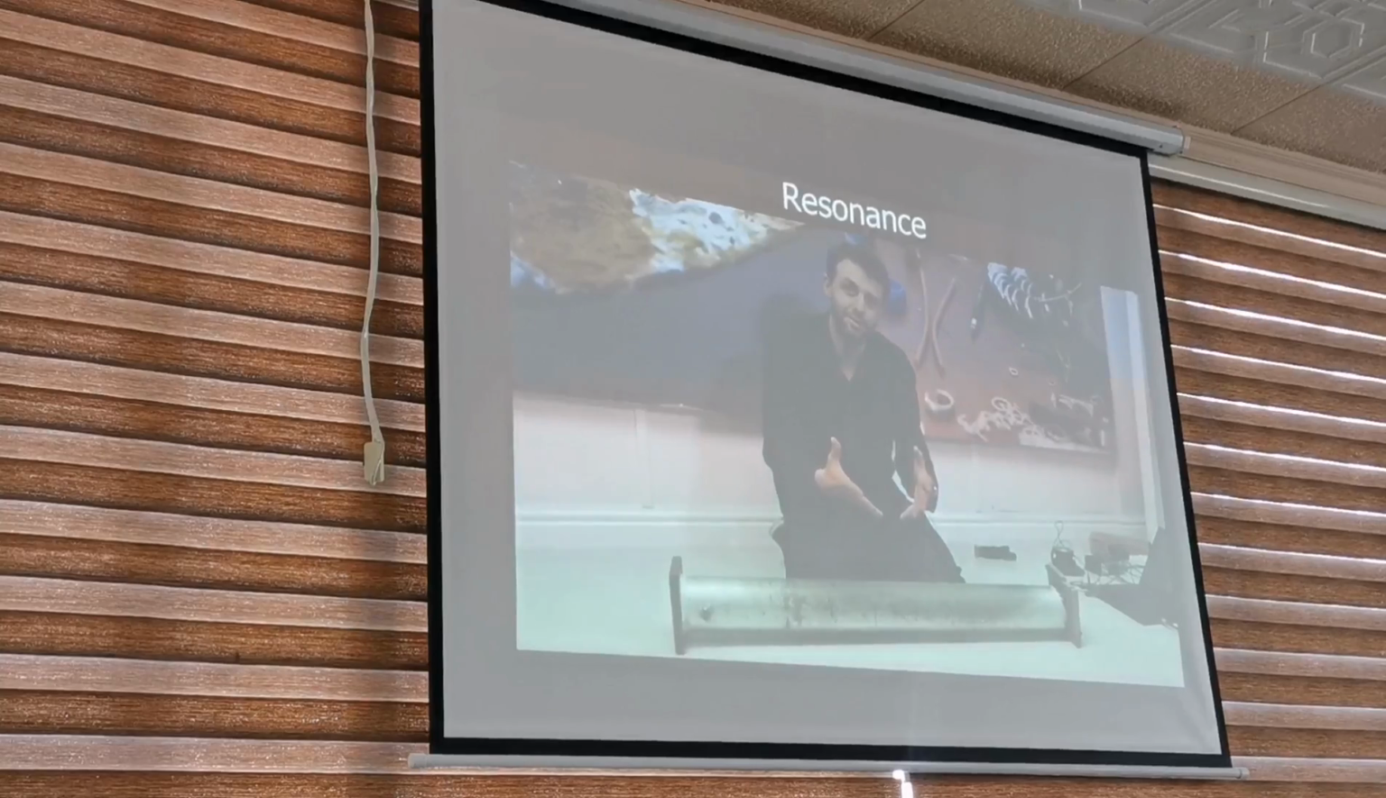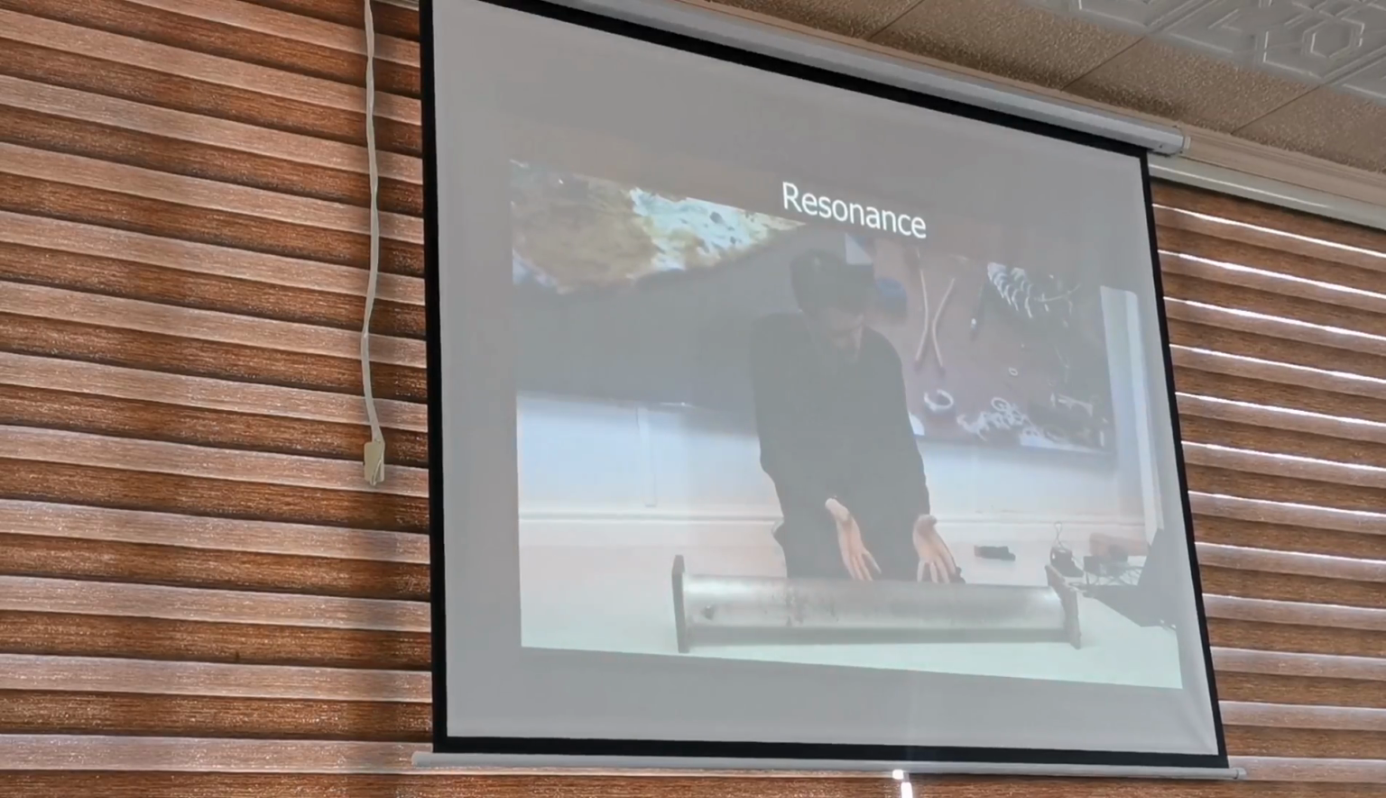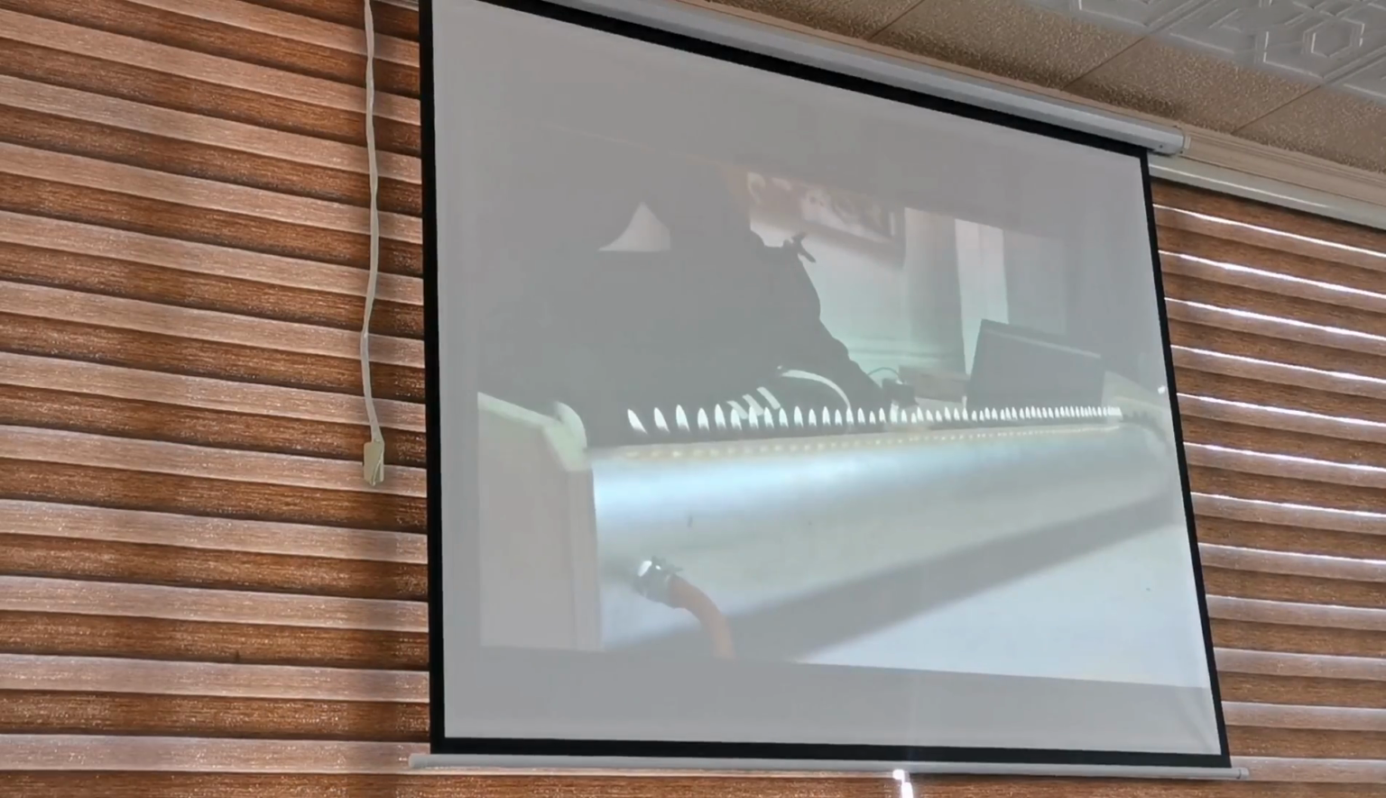The best way I've found to describe resonance is using this thing. It's called a Wavelength tube.